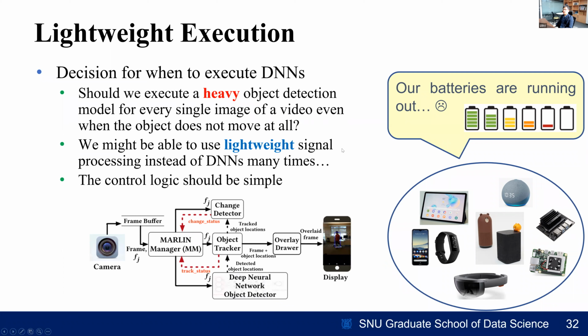So to this end, we need to design a control logic to decide when to execute a deep learning model, which should also be simple. Because if the control logic is heavy, there's no point in executing the deep learning model less frequently, because the control logic itself is heavy already, right? So the logic should be simple, and with this simple logic, the deep learning model should be executed far less frequently.